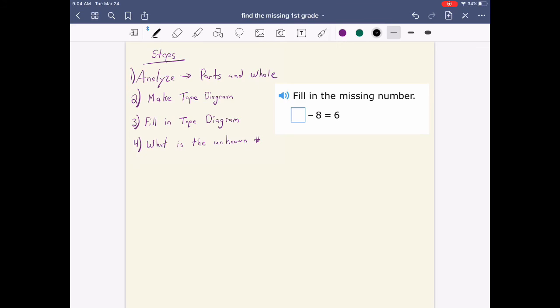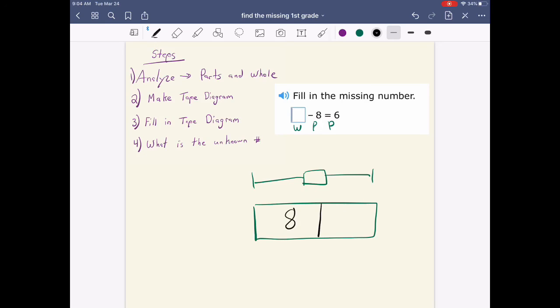All right, time to solve it. Analyze. Go ahead and parts and whole. Here's my whole, here's my parts. Step 2, make your tape diagram. Step 3, fill in the tape diagram. Well, let's see here. Oh man, I don't know what my whole is, but I do know what the parts are. One part is 8, the other part is 6. Okay, and now to find the whole, all I have to do is add those up. 8 plus 6, what is that? 8 plus 6 is 14.